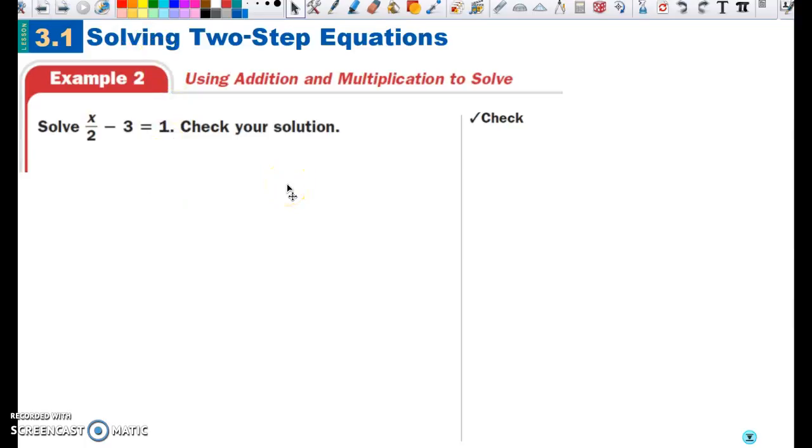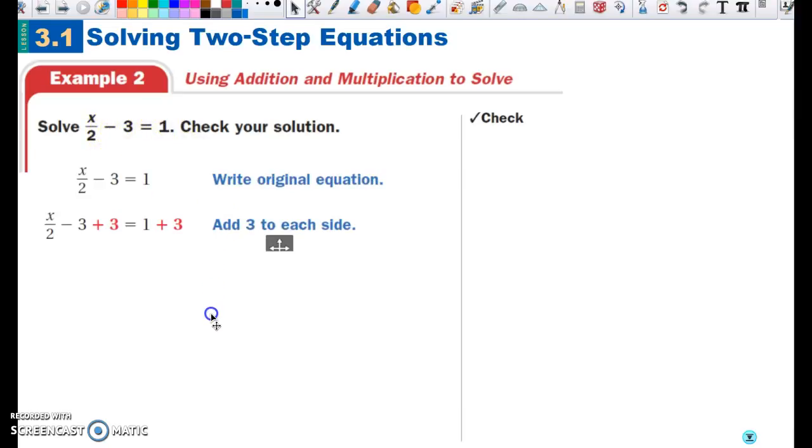Alright, so now that we've solved two-step equations using subtracting and dividing, or adding and dividing, now we're going to use addition and multiplication to solve. Okay, so I have the equation x divided by 2 minus 3 equals 1. Of course, the first thing I want to do is add 3 to both sides, like so.